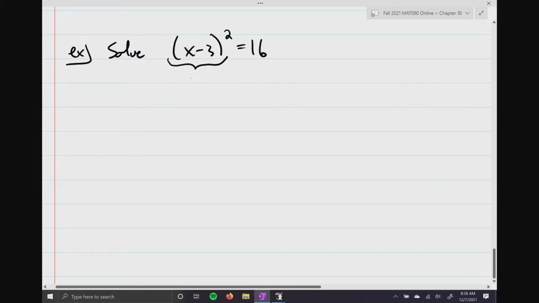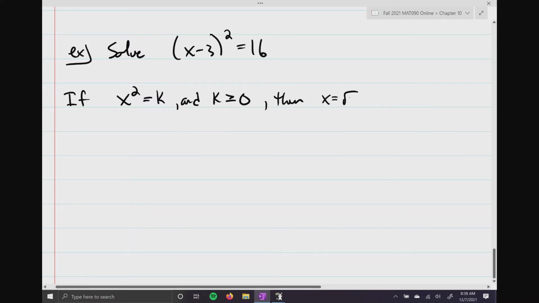This is the quadratic term. Notice it's all in parentheses, so that x minus 3, that entire thing, is in parentheses. If you go back to the definition we learned at the very beginning of this lecture, which is if x squared equals k, and k is greater than or equal to 0, then x equals the square root of k, or x equals negative square root of k.